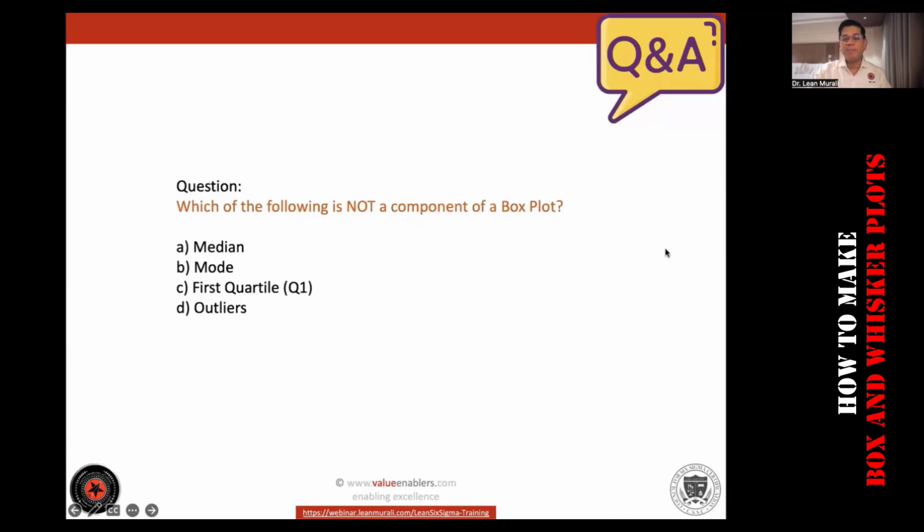So for those who typed B, it's the absolutely right answer. You deserve a lot of chocolates today. You deserve a lot of flowers. The correct answer is B, which is mode. Thank you for sending a lot of chocolates there.